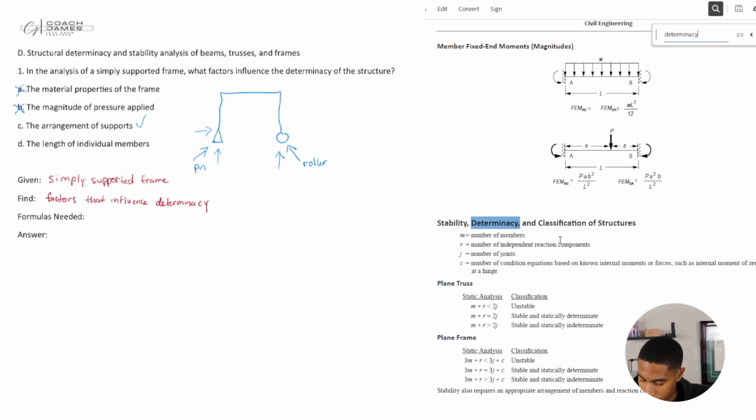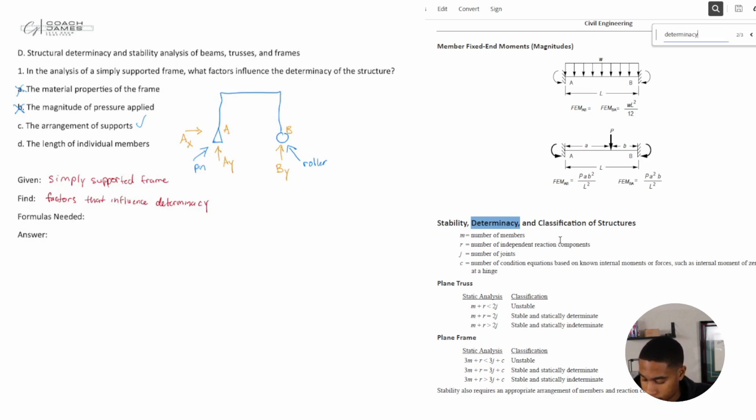Let me explain that a little bit better and put it in a different color. Anytime you have a pin, you have a reaction going in, and we'll call this A and this B. So you have AX, and then another vertical reaction that would be AY. And then at a roller, there's only one reaction, and that's BY.